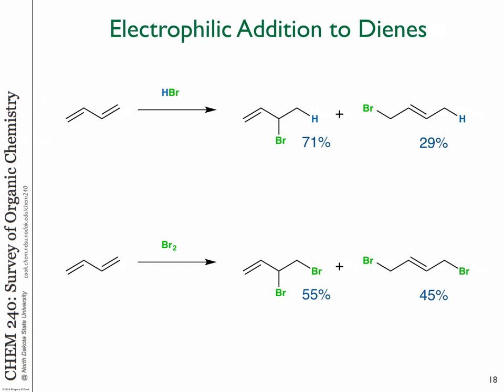And if you were to track the addition of HBr to butadiene, you would see that the hydrogen adds to the end carbon, as you would expect. Bromine would then add to the carbocation that was formed, that intermediate, the more substituted carbon. So this would be what you would expect from Markovnikov selectivity, right?